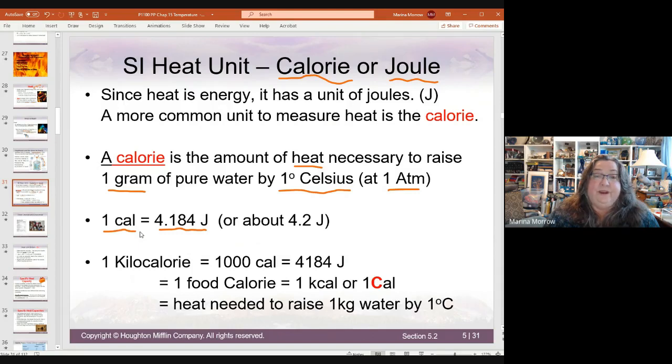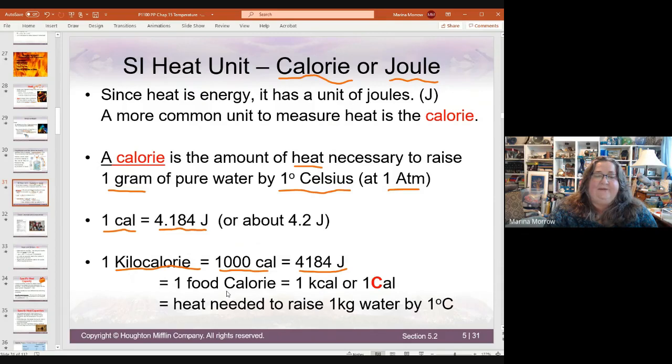Now, when you are thinking, okay, so a candy bar with 200 calories, that makes sense now. But actually, the candy bar calorie isn't this calorie. The candy bar calorie is actually a kilocalorie. And that is 1,000 little calories, so it's actually 4,184 joules.